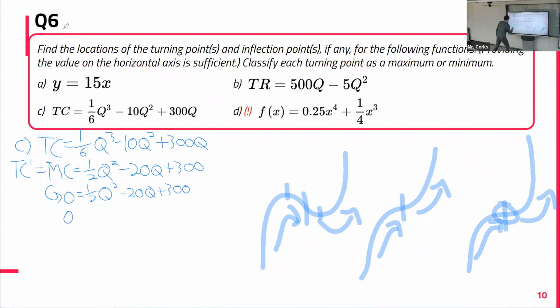Okay, so we'll factor out the 1/2. So q squared minus 40q plus 600. So the way that we did these before, it won't always work, but we can try sum product. Can we find 2 numbers that add to be -40, but multiply to be positive 600?